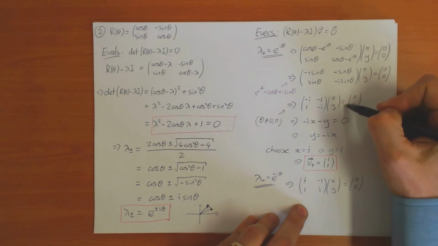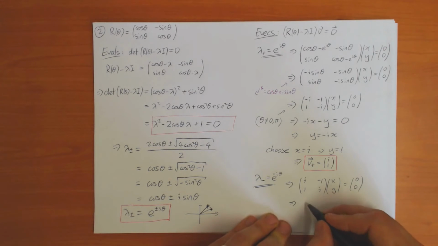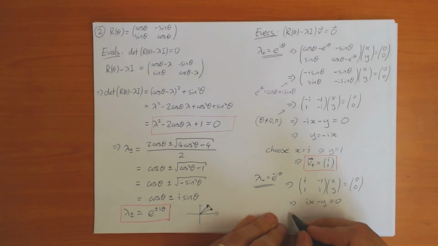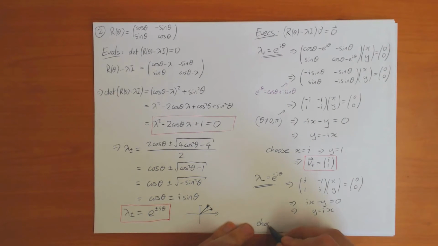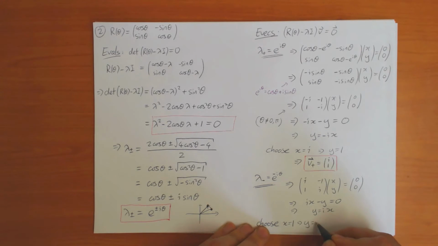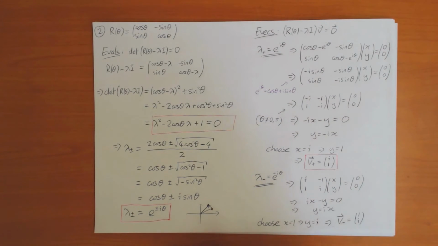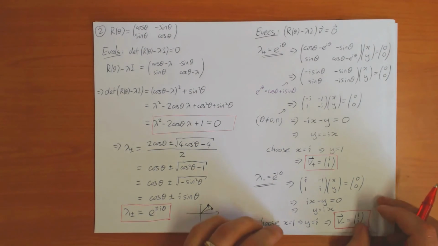Okay, so I skipped the first three steps to save time, so you can do that yourself. And again you get one equation, ix minus y is 0, which means that y is i times x. If I choose x equals 1 again, this means that y is equal to i. I make this choice to have a nice symmetry between the eigenvectors. In that case, the eigenvector v minus is 1, i. There we go. So that's the answer.